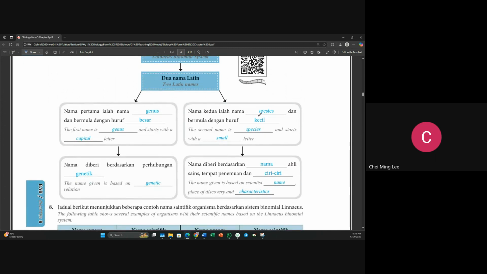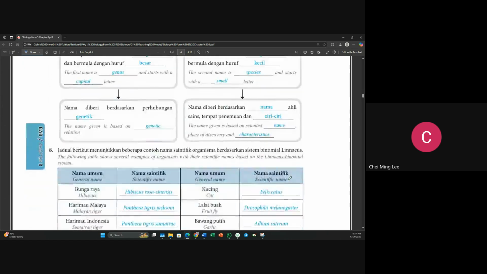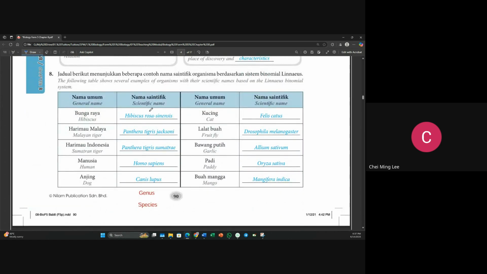There will be 2 Latin names involved, where the first name, on the left side, is the genus, and starts normally with a capital letter. The name given is based on the genetic relation. The second name is the species, and starts with a small letter. The name given is based on the scientist's name, or sometimes the place of discovery, or even the characteristic. For example, hibiscus: the name is Hibiscus rosa sinensis. Rosa sinensis is the species.